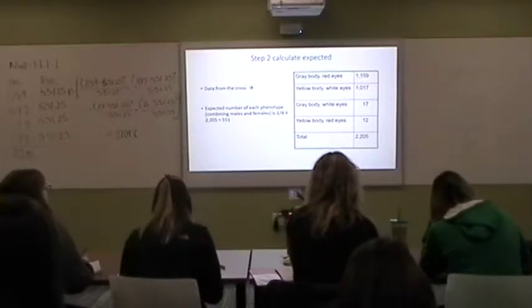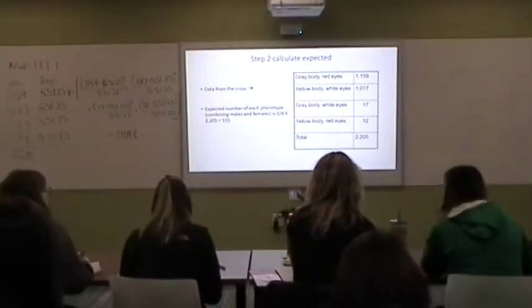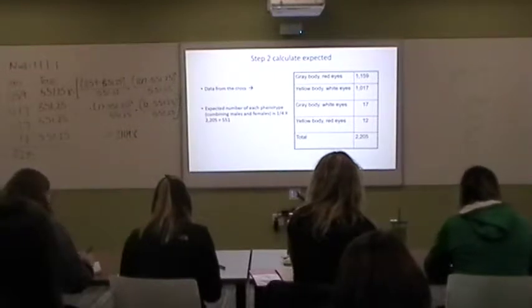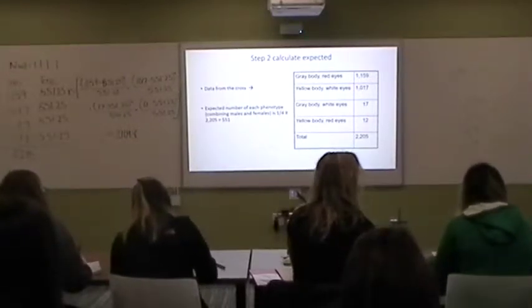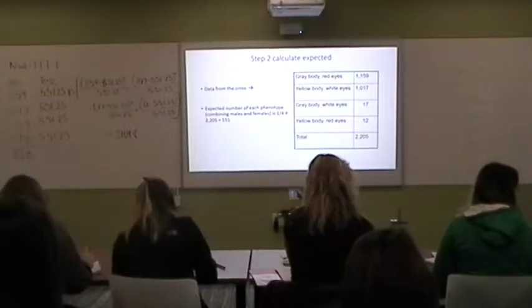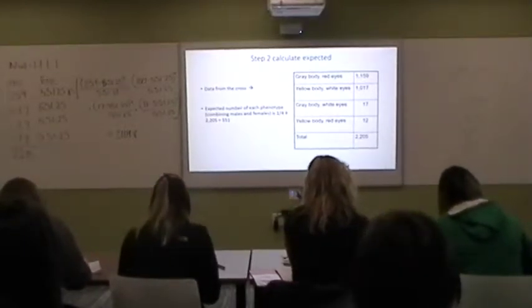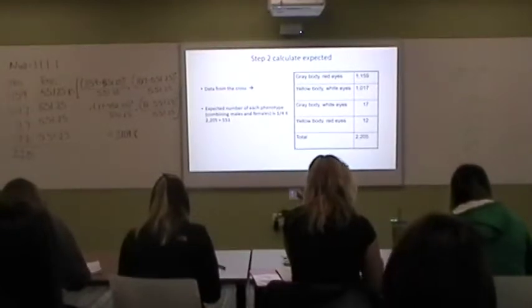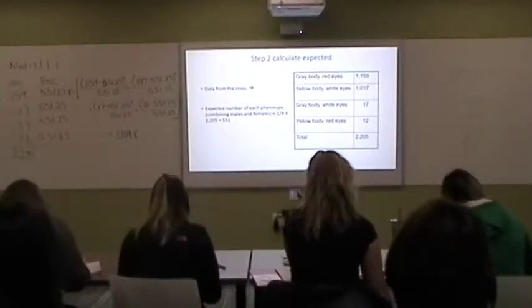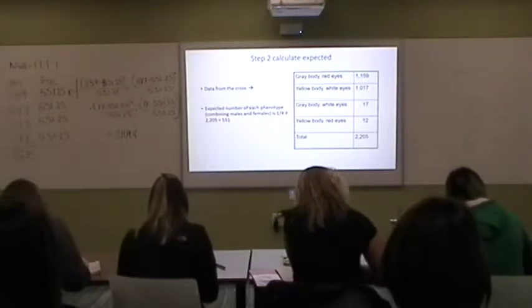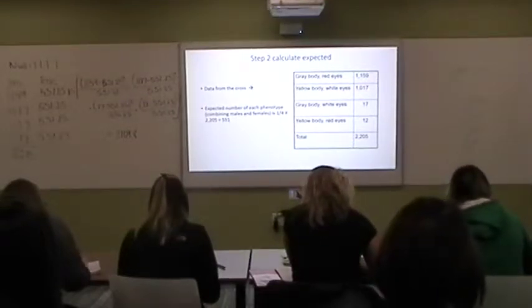$3,109.8, or close to, ish, rounding. Okay. Now, without having a chi-square table, I know that we can't for sure say that this is significant or not. But what is your gut instinct on this chi-square value? We would probably end up rejecting this null hypothesis. This is in no way a 1:1:1:1 ratio.